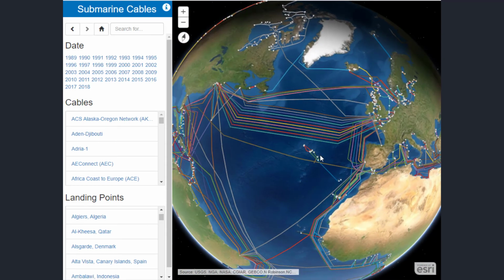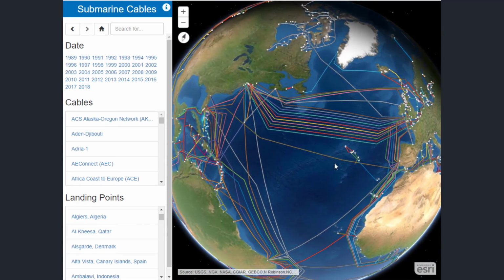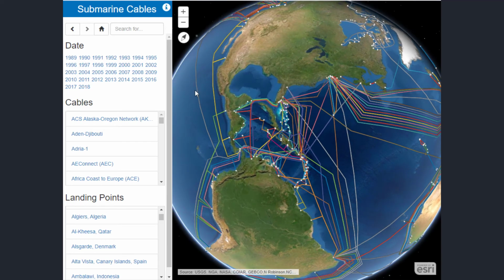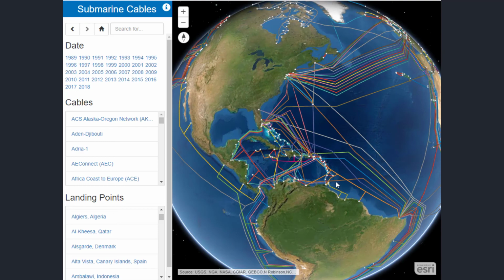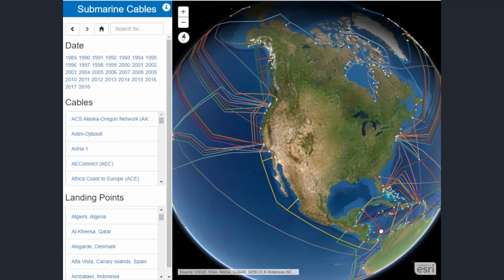And you can even look back in time to 1989 and see the spread of these cables. And again, if this is part of your economics or geography or other course, you can see how they have spread over the last 30 years.